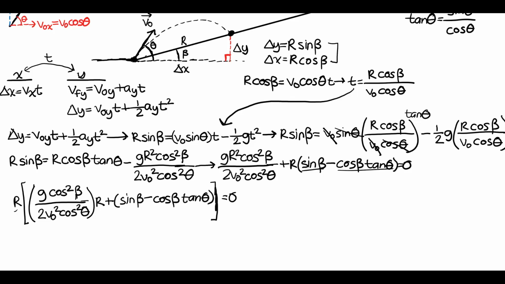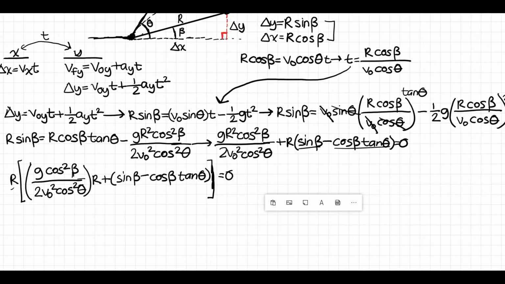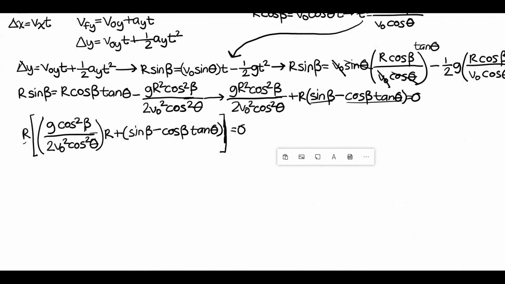R equals 0 corresponds to this point. We want to find this distance R. So R equals 0 solves this equation, but it's not the one we're trying to find. We're trying to find the more complicated one, the inner expression. So now all we have to do is solve this inner expression for 0.